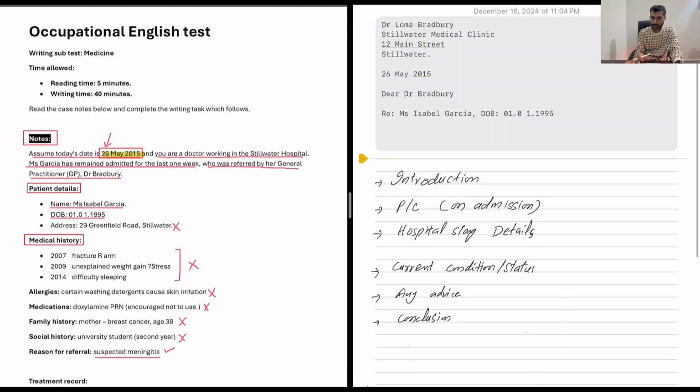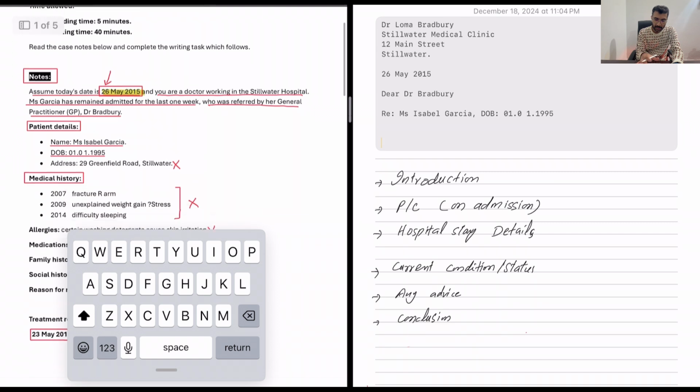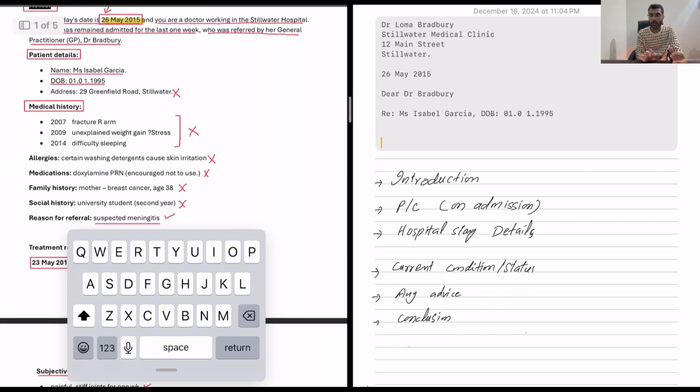So let's start. First thing is the introduction. From the case note, we know that we are updating the patient's GP. The patient has been diagnosed with bacterial meningitis, Neisseria meningitis, and was referred with suspicion of meningitis. So we will start: I'm writing to update you regarding your patient, Miss Isabel Garcia, who was referred with suspected meningitis, and she is receiving treatment and making good progress.